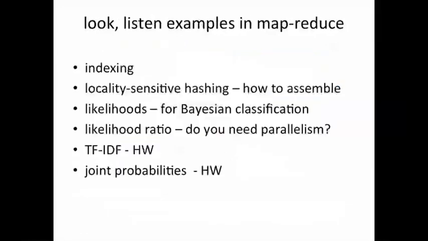Now let's look at some more examples such as those we have considered in the past few weeks. Indexing, locality-sensitive hashing, in particular how to assemble the results from many different hash functions, how to compute the likelihoods while coming up with a Bayesian classifier, and how to evaluate a Bayesian classifier to compute the likelihood ratio. Do you actually need parallelism to do this? How about computing the TF-IDF or the joint probabilities for computing the information gain or mutual information? I'll leave these last three as homework for you, and we'll just do the first three right now.